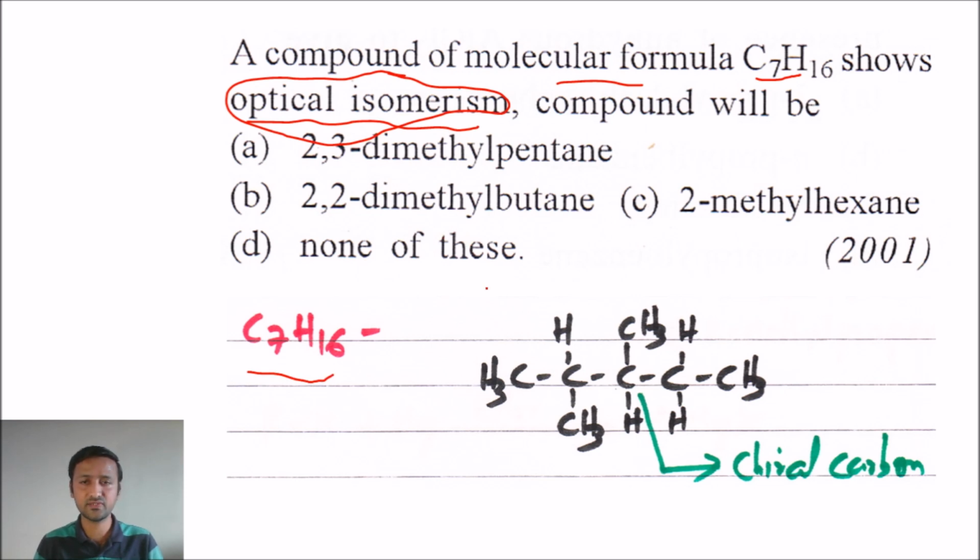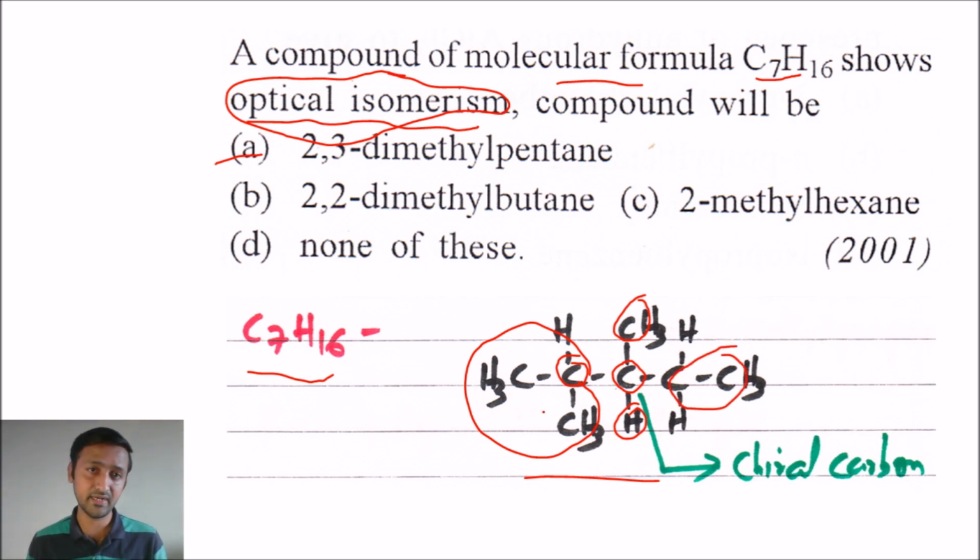The right answer for this question is 2,3-dimethylpentane, structure given here. This is the second carbon and the third carbon. You can see the third carbon is a chiral carbon, as it is attached to 4 different groups: one hydrogen, an isopropyl, a methyl, and an ethyl. So it has one chiral carbon atom present, and it is optically active, or shows optical isomerism. So the right answer is option A.